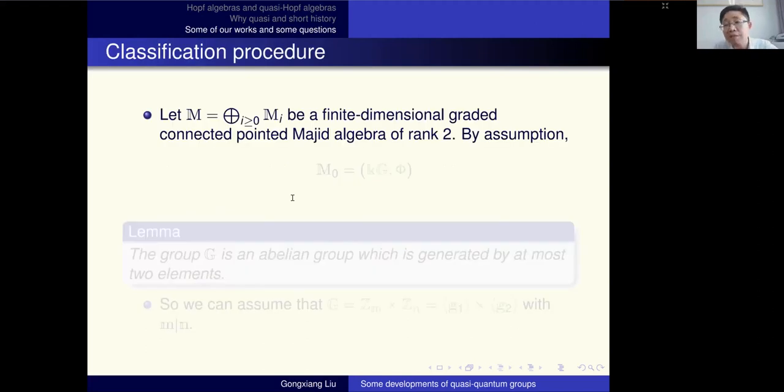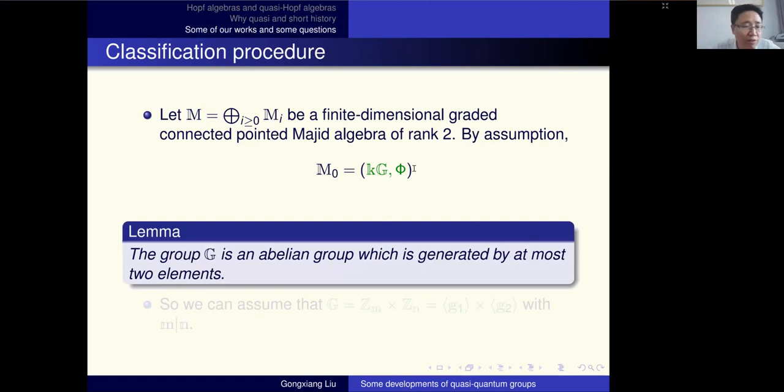I just take an example to explain our idea, why we can succeed. I just consider the rank 2 case. Because it's graded, rank 2 means that M1 over M0 is a rank 2 free module. By our assumption, you can prove that M0 must be a group algebra together with a 3-cocycle weight. So in order to classify this kind of modular algebra, you need to be very clear about the M0 part. You need to give the structure of the M0 part.